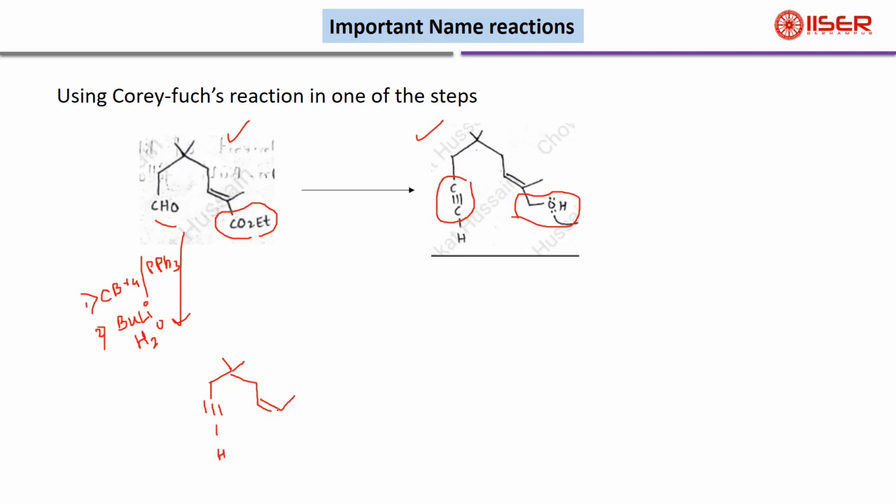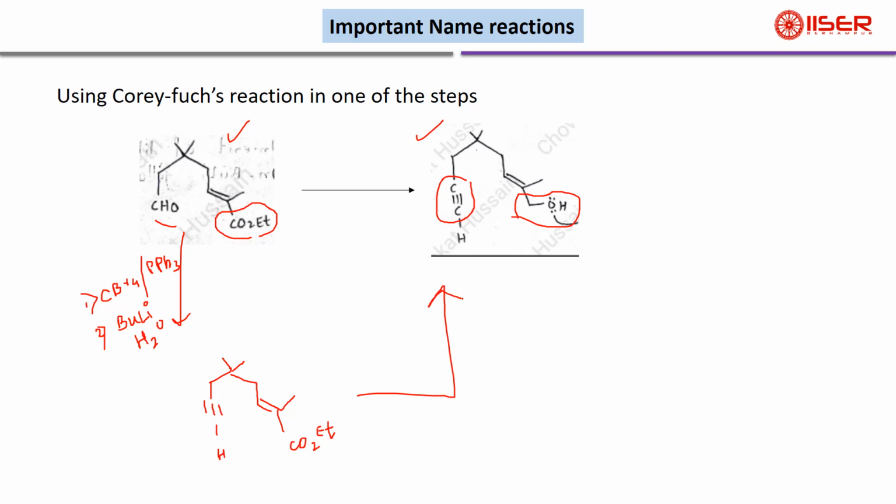Now in the next step, only the ester has to be reduced. For this, which type of reagent do we usually use? We have already discussed. This is the way to get an idea of how to synthesize a large molecule. You have to know all the small organic reactions, otherwise you can't plan.